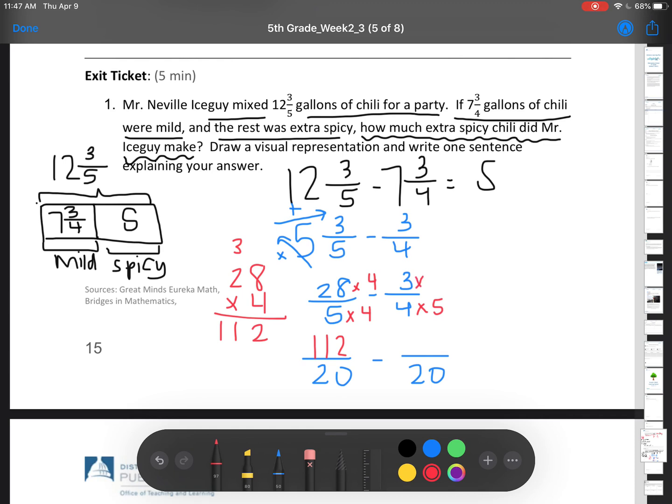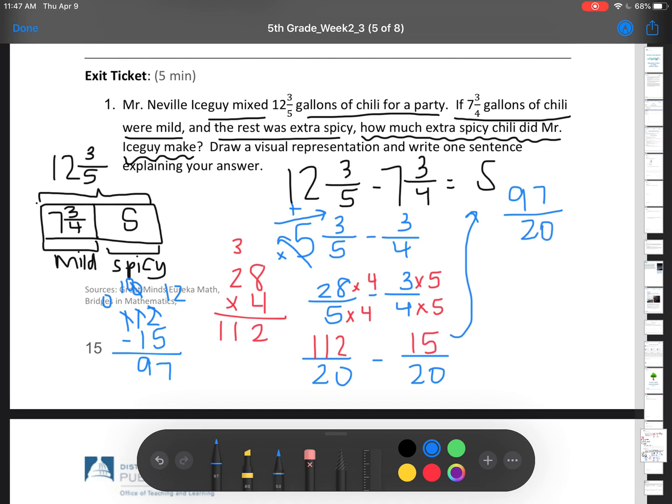Then I'm going to do the same thing here. 4 times what gives me 20? 4 times 5. And 3 times 5 is 15. So now I'm subtracting 112 20ths minus 15 20ths. If you don't know what 112 minus 15 is off the top of your head, that's also okay. Just come subtract here. 7, this becomes a 10. I'm going to get 97. So I'm going to move this up here just so I have more room. So I have 97 20ths.